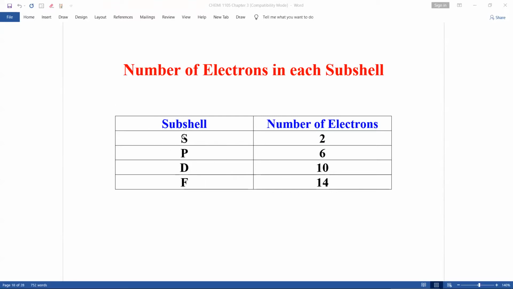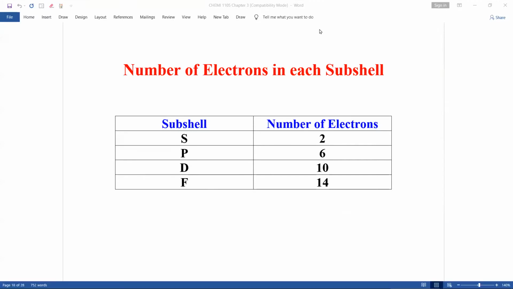But for subshell S, the maximum number of electrons is 2. For P, the max number is 6. For D, the max number is 10 electrons, and for F, 14. And again, S is the lowest energy, F is the highest.